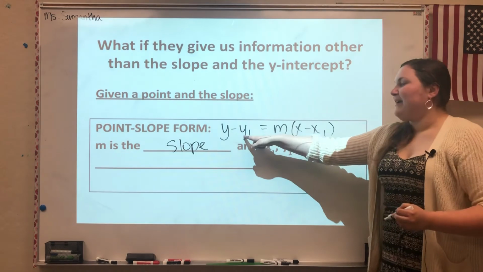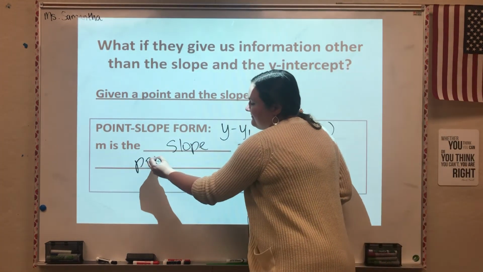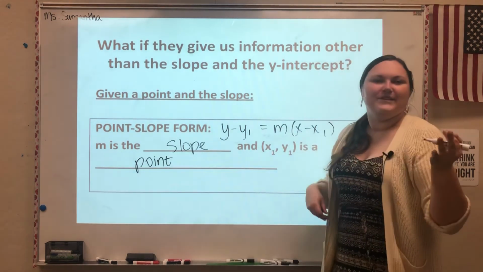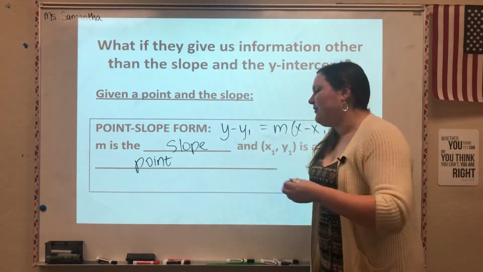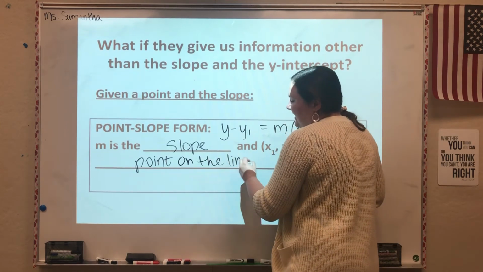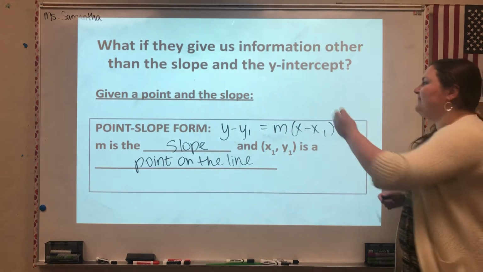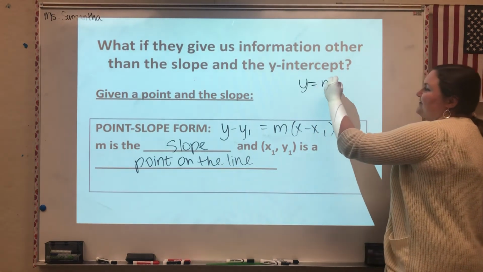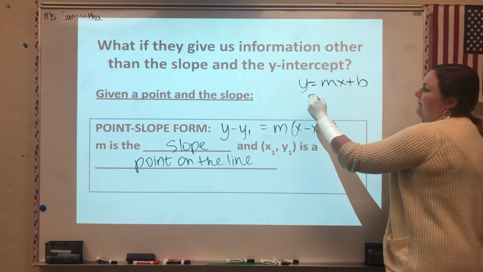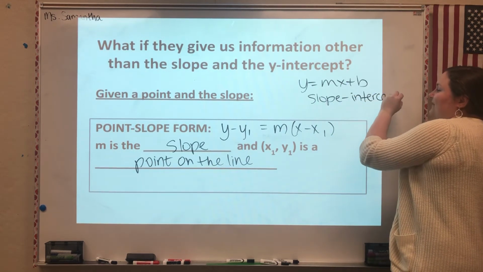And that x1, y1 right there, x1, y1 is a point. Hence, point-slope form. We're going to say it's a point, specifically a point on the line. So for these, you've got two formulas. You've got this one, and you've got slope-intercept form. These names are not creative.